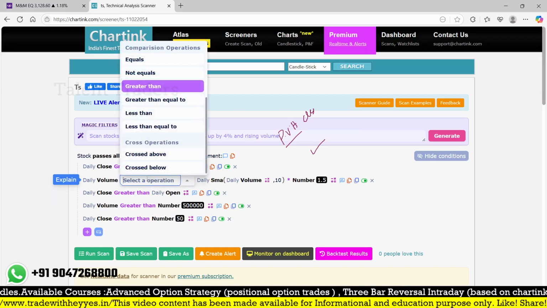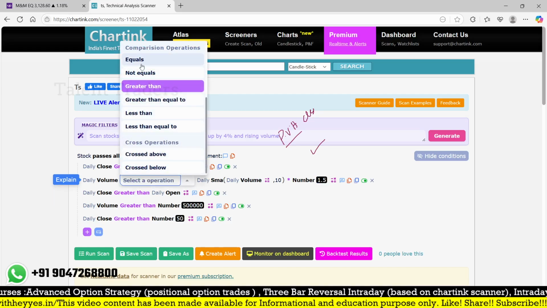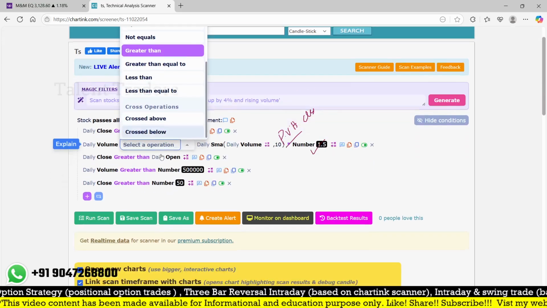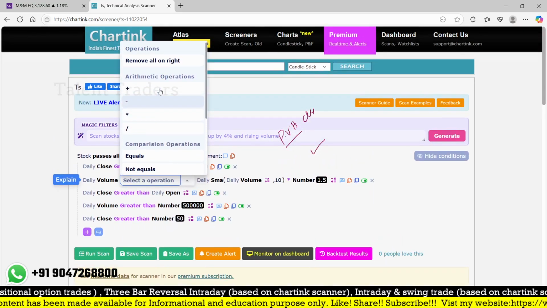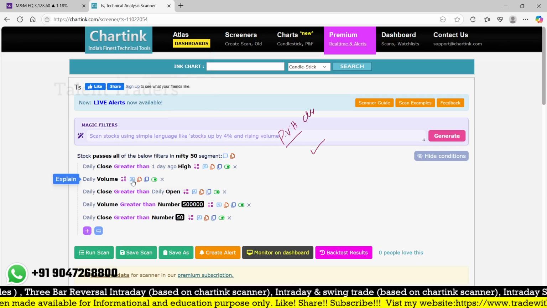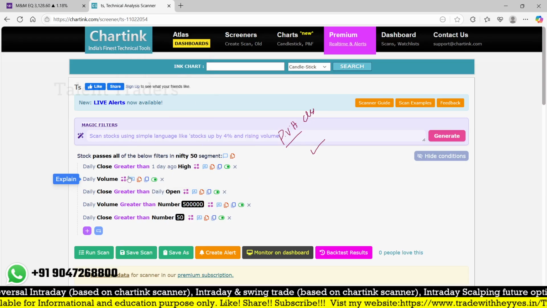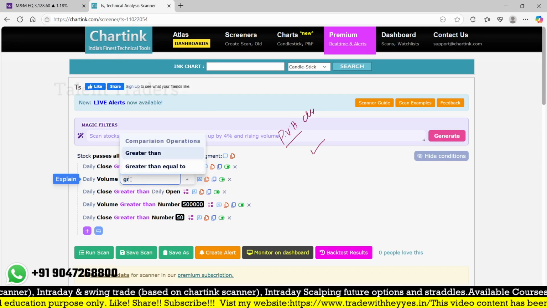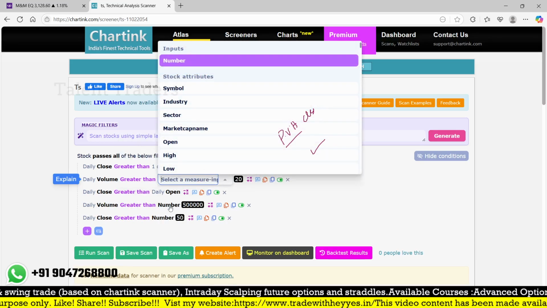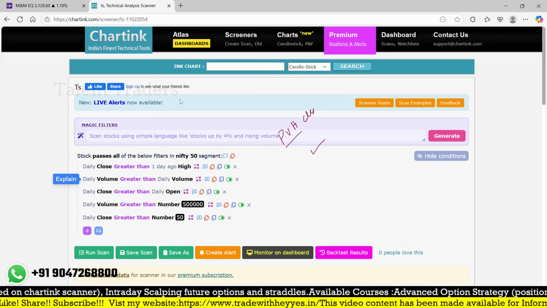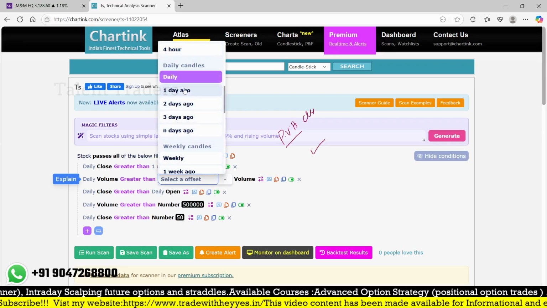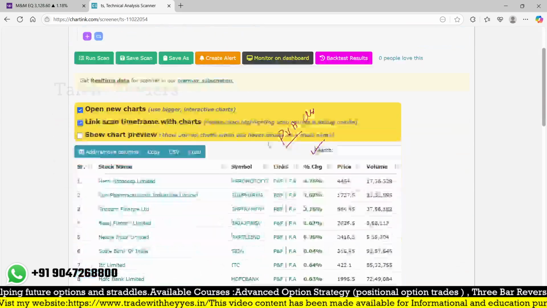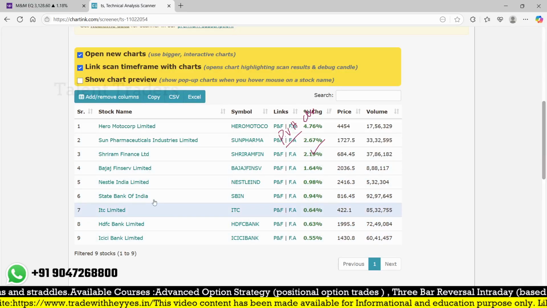So simply we can remove it. To help you understand with the charts, let me remove this filter and the greater than on the right. One day ago volume. Let me have a simple condition: greater than volume one day ago. Maybe the stock will not come into the scanner if I add this condition. Then some stocks are removed.